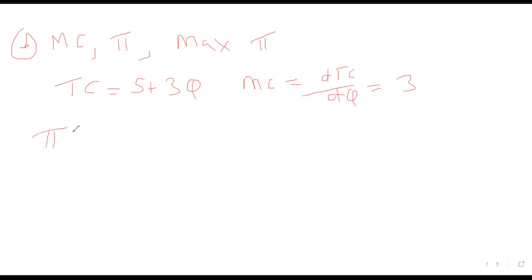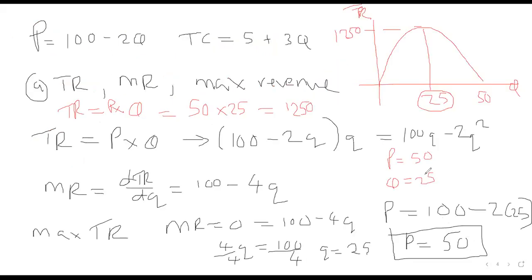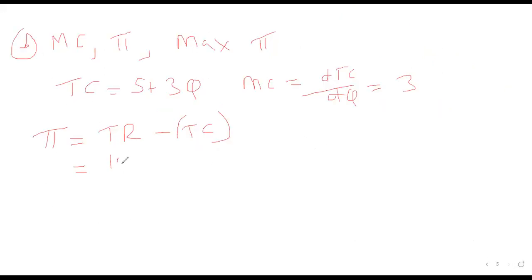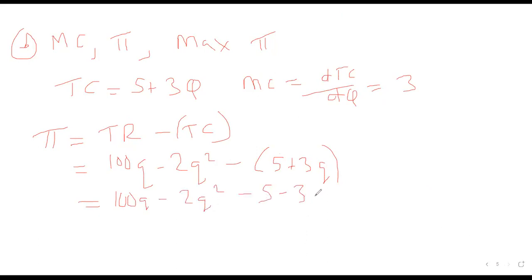And the profit is TR minus TC. Our TR we've just calculated. Our TR was 100Q minus 2Q squared. In the total cost, we have it there. Always remember to put it in brackets. So you put the like terms there: 100Q minus 2Q squared minus (5 plus 3Q).